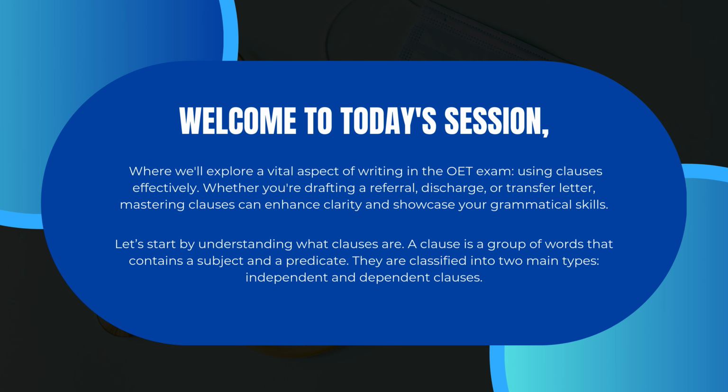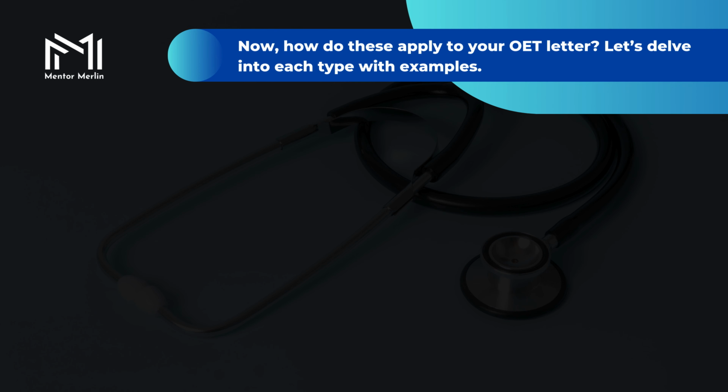Let's start by understanding what clauses are. A clause is a group of words that contains a subject and a predicate. They are classified into two main types, independent and dependent clauses. Now, how do these apply to your OET letter? Let's delve into each type with examples.